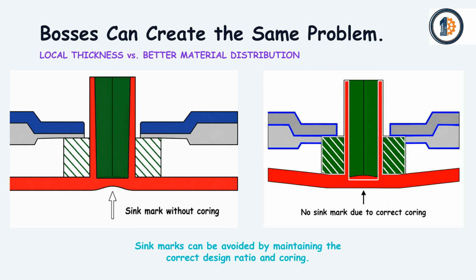Bosses can create the same sink mark problem. If the boss joins the main wall with too much material at its base, we create a locally thick section. That area cools slower and shrinks more, which can pull the opposite visible surface inward and create a sink mark. One common solution is proper coring. By removing unnecessary material and maintaining the recommended boss-to-wall thickness ratio, we get a more uniform material distribution and reduce the risk of sink marks. So while designing a boss, always think about local thickness, coring, and the wall thickness ratio.